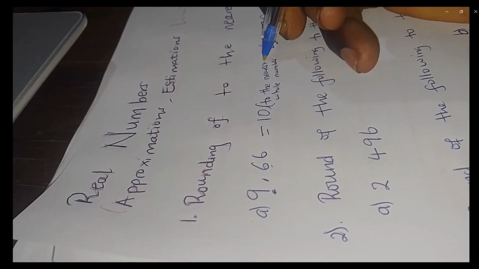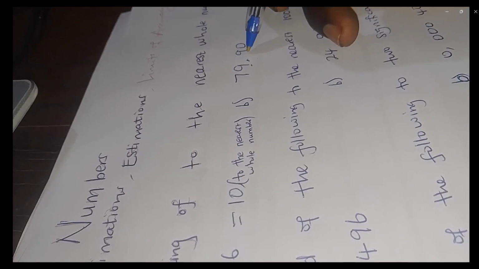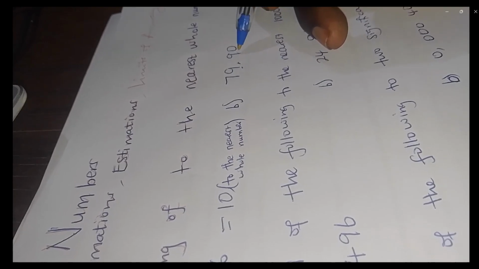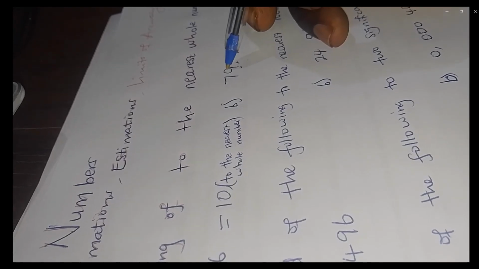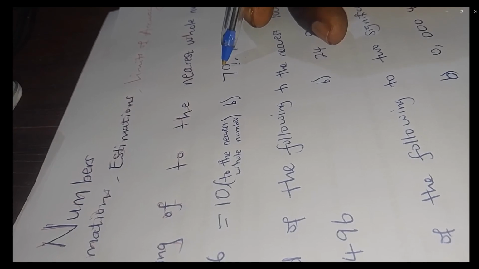Right. Now let us move on to the next part of the question. 79.90 to the nearest whole number. Again, we simply look at 9. The next digit just after the comma is 9 again, and 9 is at least 5, which is 5 or more, which means we add 1 to the previous digit. So if we add 1 to 9, it becomes 10.